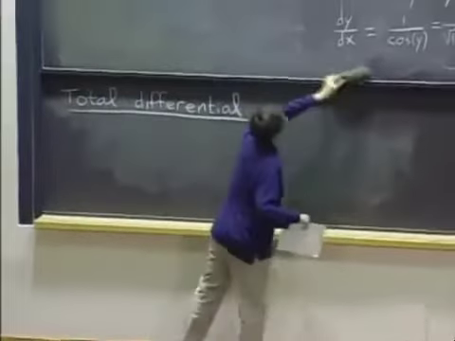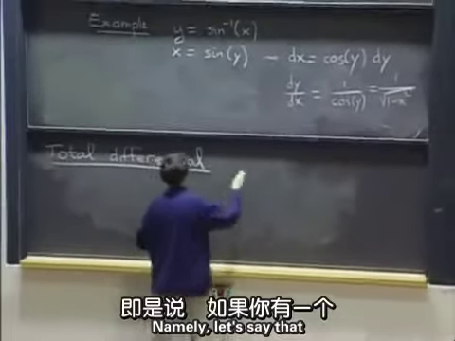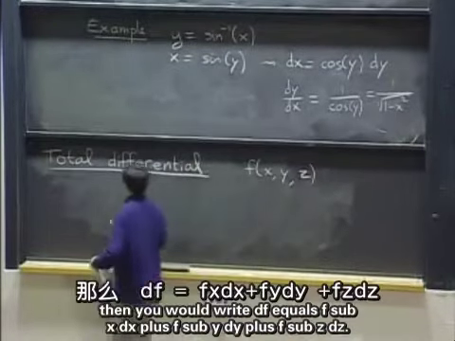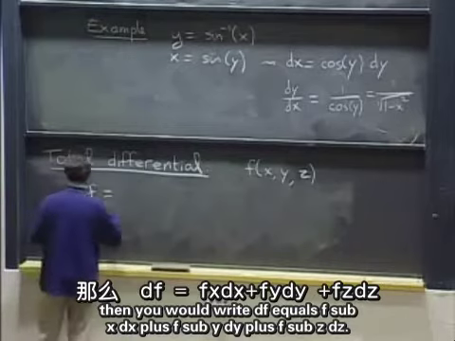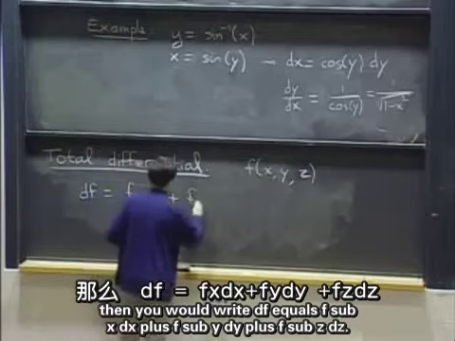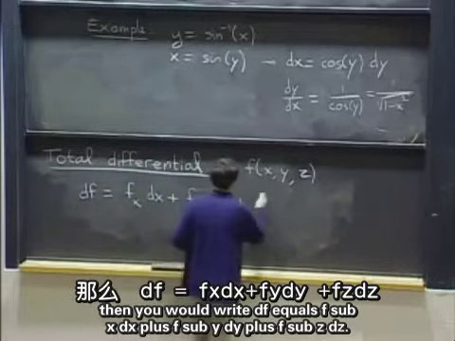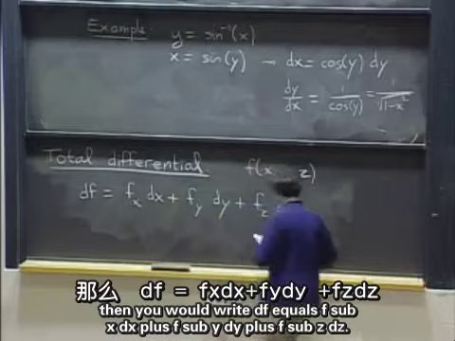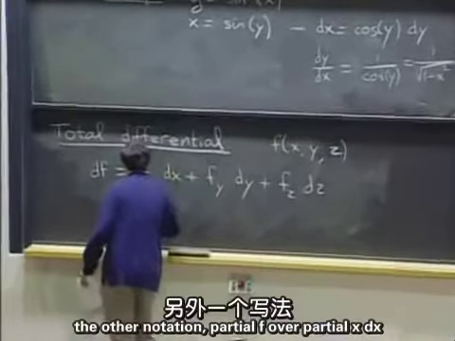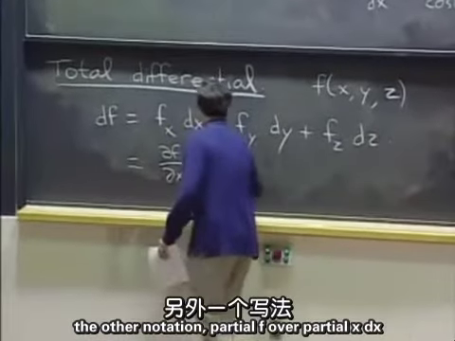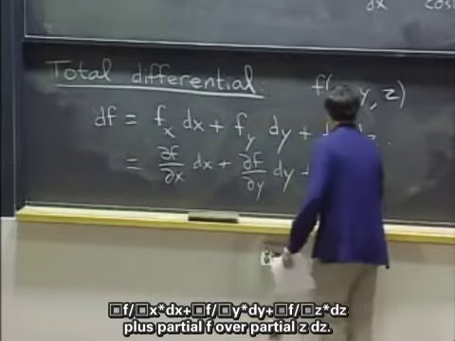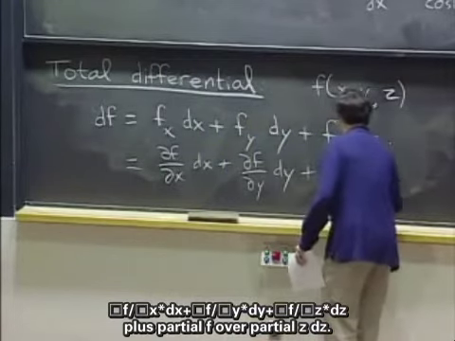So, namely, let's say that you have a function f, maybe of 3 variables x, y, z, then you will write df equals f sub x dx plus f sub y dy plus f sub z dz. Or maybe, to remind you of the other notation, partial f partial x dx plus partial f partial y dy plus partial f over partial z dz.